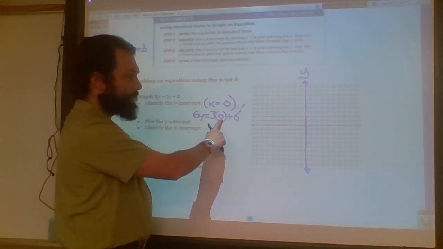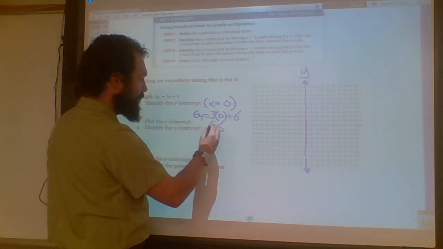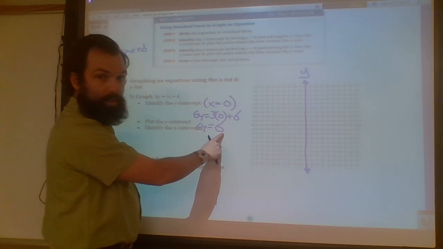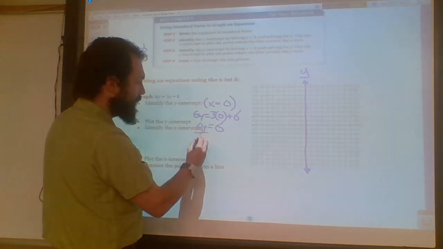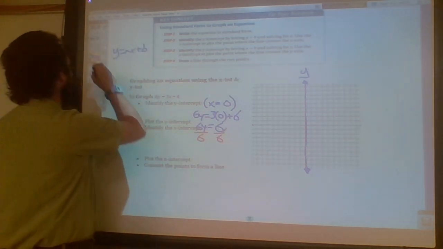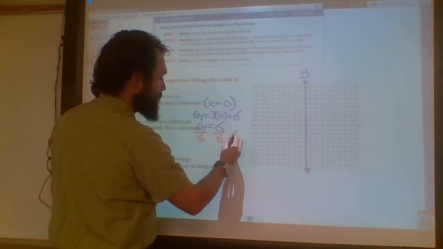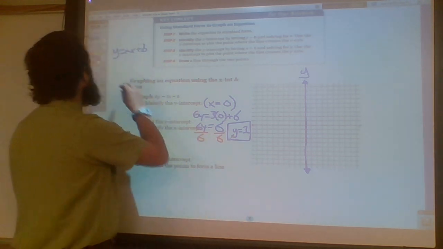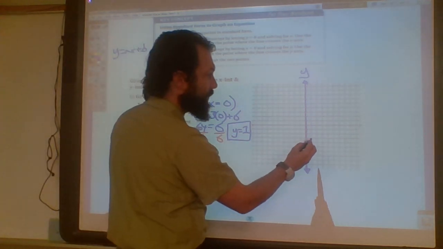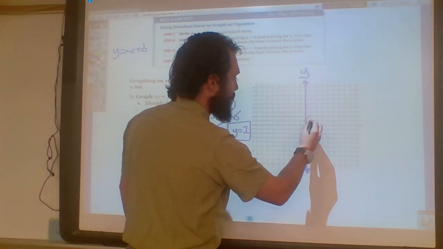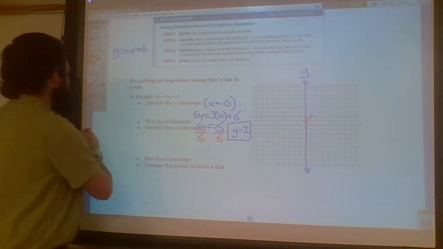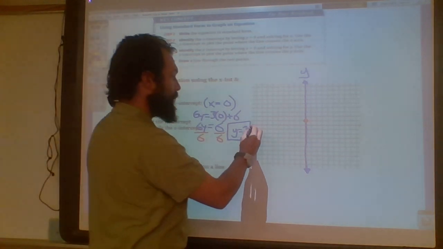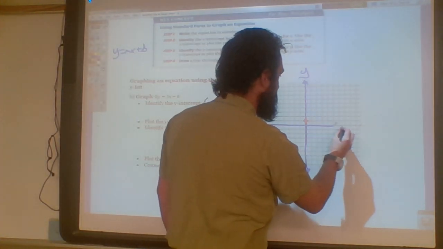Now I can solve for y. 3 times 0 is 0, plus 6 is 6. If 6y equals 6, I can solve for y by dividing both sides by 6, which tells me that my y-intercept equals 1. So I'm going to graph this one in red and put a dot here. Okay. So I'm going to bold my x-axis here.